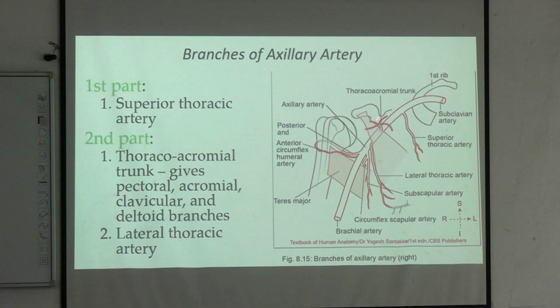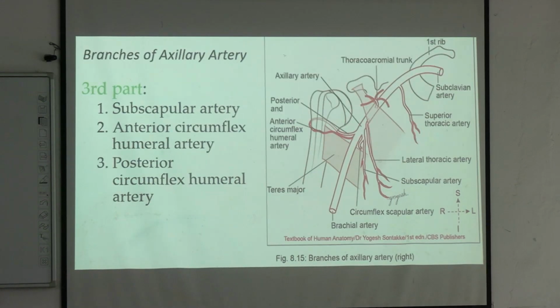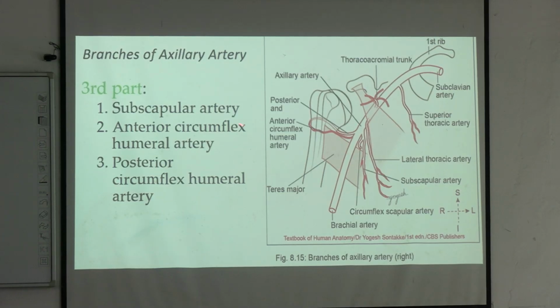Second part thoracoacromial trunk gives the pectoral, acromial, clavicular and deltoid branches, and the lateral thoracic artery. Here is the lateral thoracic artery. Third part subscapular artery. Here is the subscapular artery. Anterior and posterior circumflex humeral arteries. So these are the branches of axillary arteries.